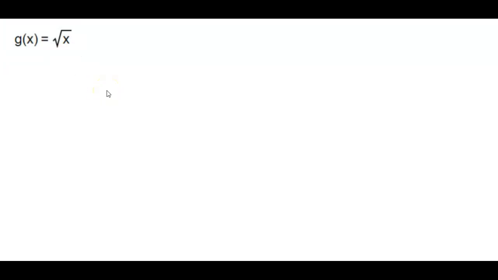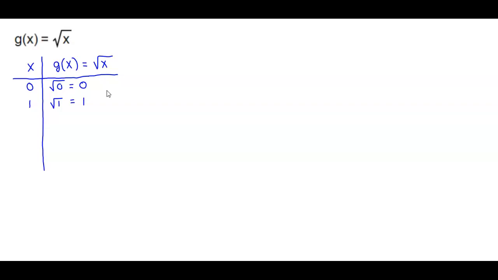Remember that the domain is going to be all the x values that correspond to this function. And the range is the output, which is g of x, which is equal to the square root of x. So let's just go ahead and plug in some numbers. If we plug in 0 for x, the square root of 0 is going to equal 0. If we plug in 1 for x, the square root of 1 is going to equal 1. If we plug in another perfect square, 4, the square root of 4 is going to equal 2.